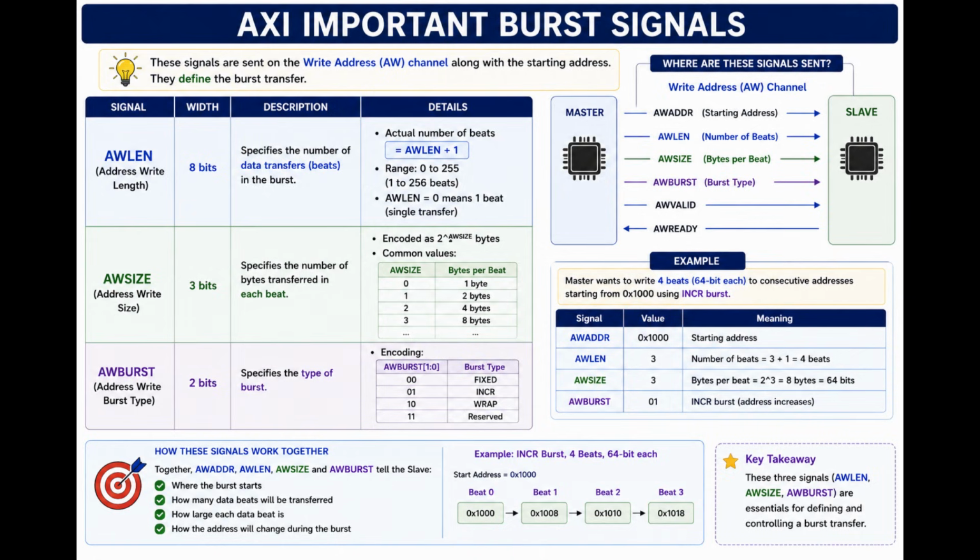AWLEN specifies the number of data transfers or beats in a burst. The actual number of beats is AWLEN plus 1. AWSIZE specifies the number of bytes transferred in each beat. AWBURST specifies the type of the burst, whether it is FIXED, INCR or WRAP. These signals are sent along with the starting address through the write address channel. Together they tell the slave where the burst starts, how many data beats will be transferred, how large each beat is, and how the address changes during the burst.